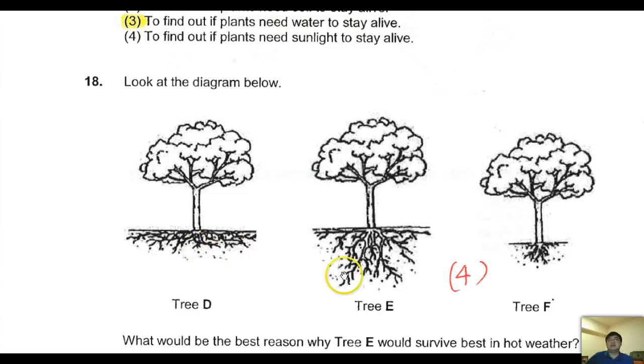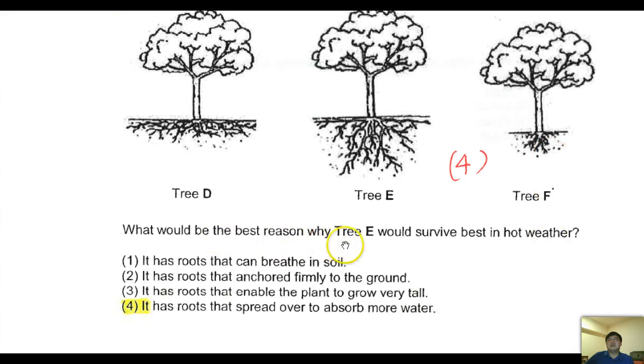Right, this one spread this way, this one spread deep inwards, this one very little. Okay, now what would be the best reason why this tree over here would survive best in hot weather? Without looking at the choices, we can see that this root has already gone very deep. So even when the weather is dry, the top part will be dry, but the bottom part will still be able to absorb the water deep inside.